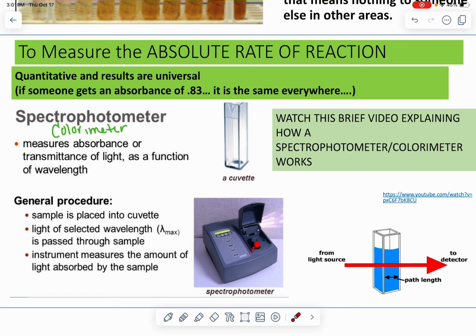You can see this isn't what ours look like, but it's basically a device here. And you have a little cuvette. We call this a cuvette in the lab. It's a little square tube that you're going to put your liquid in. And then you put that down in the hole here. And inside of here, there's a light source. So a light is going to be shined through that liquid. And based on how much light it gets through, there's a detector over here that will detect how much light transmits through.